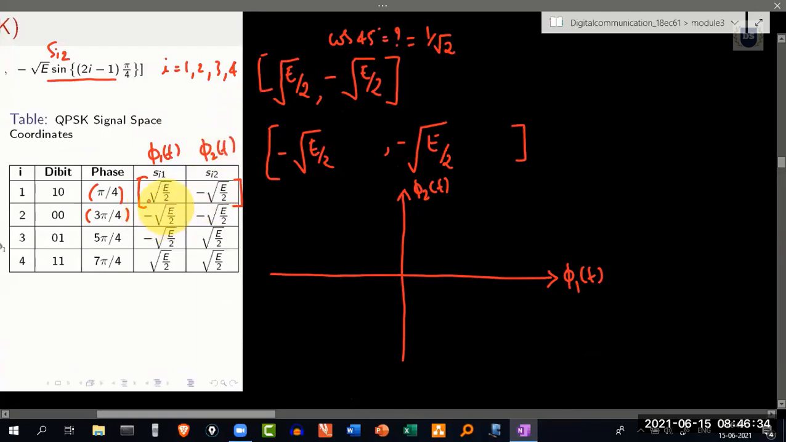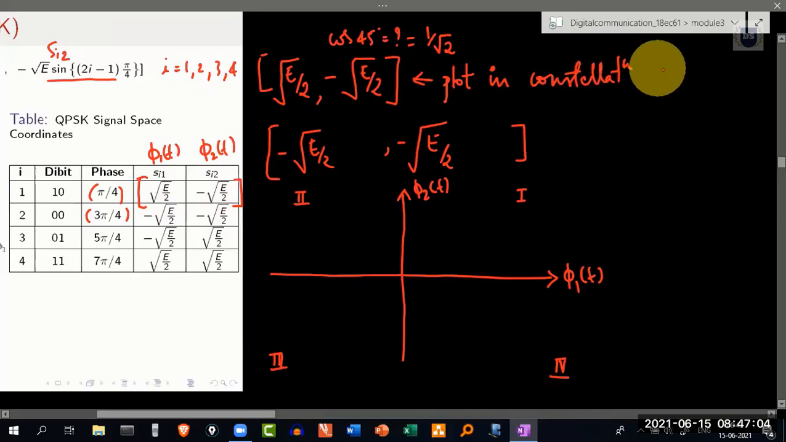Now, if I were to plot this point, what quadrant will I be lying in? So this is my first quadrant, second quadrant, third quadrant, fourth quadrant. Now the question is, if I were to plot this point in the constellation diagram, or in Euclidean space.